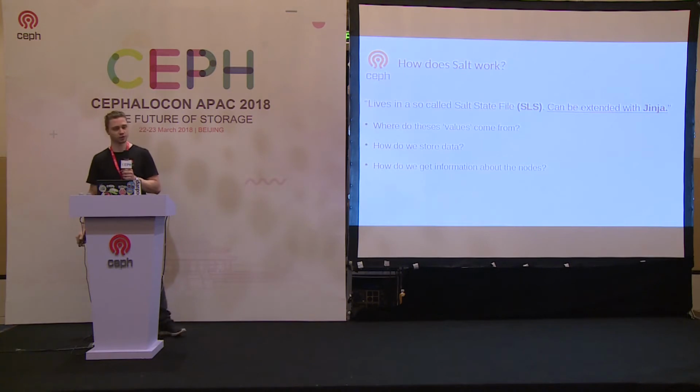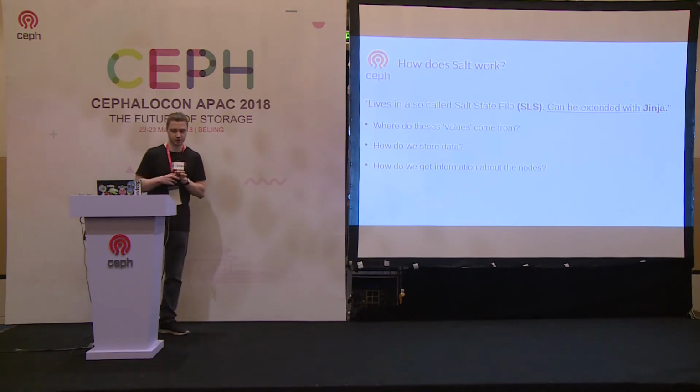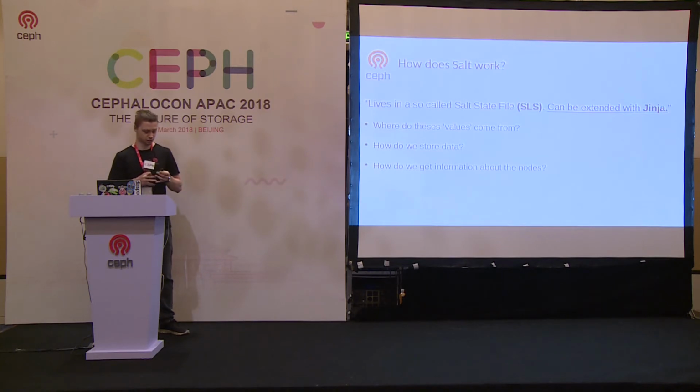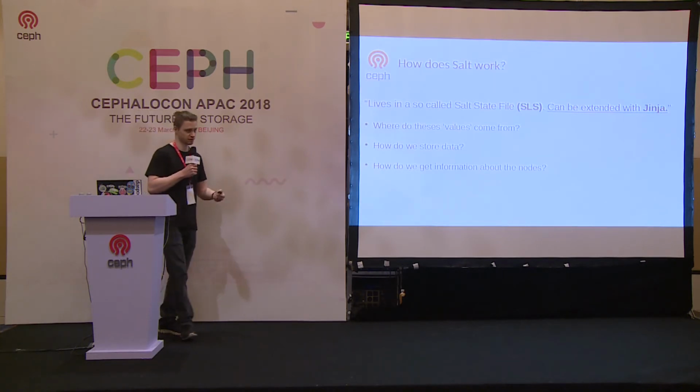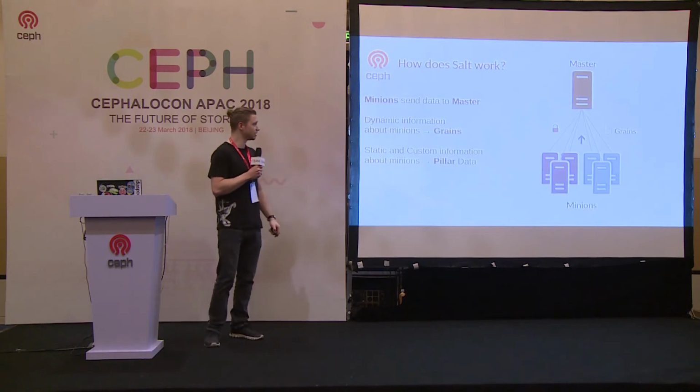One of them is, where do these values come from? How do we actually store the data? And where do we get this information about nodes and all that?